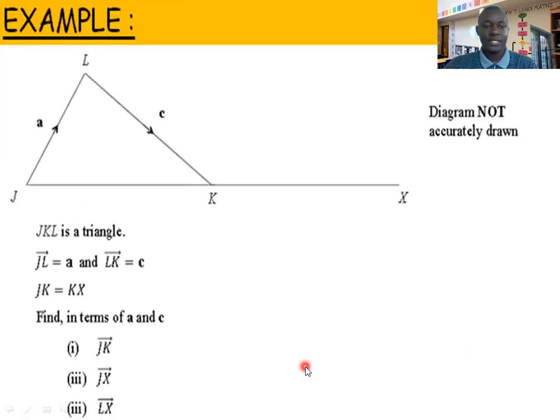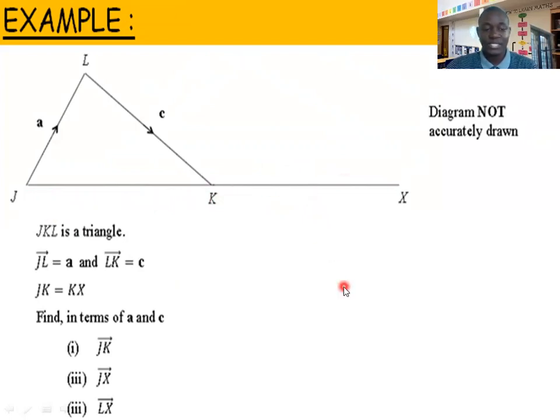Now let's take another example. This one says that JKL is a triangle. JL equals A and LK equals C. We are also told that JK is equal to KX. The length of JK, or the vector JK, is the same thing as KX. So if we can find the vector JK, we automatically have found the vector KX.